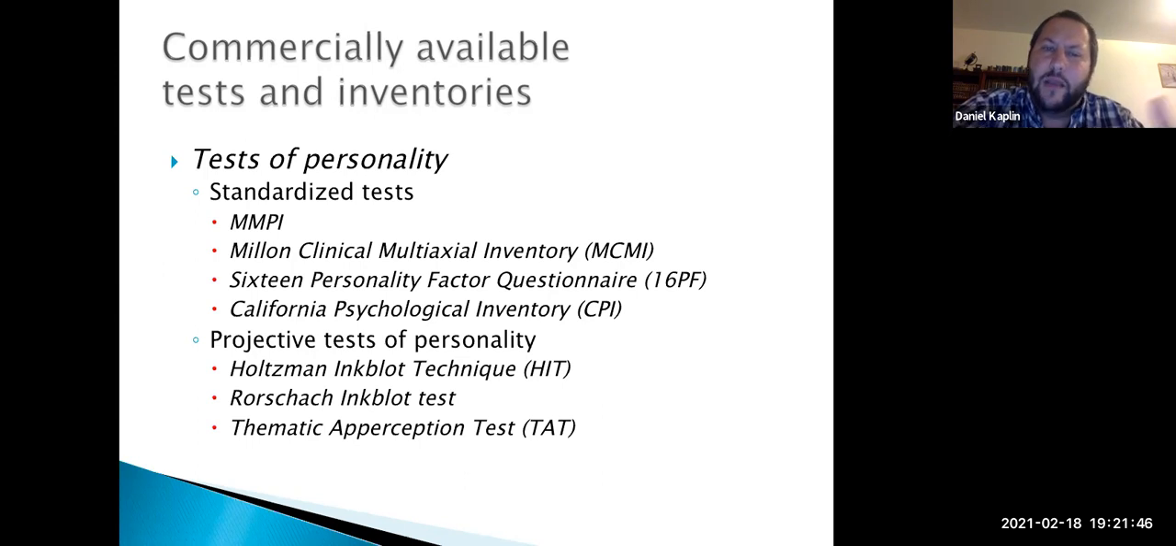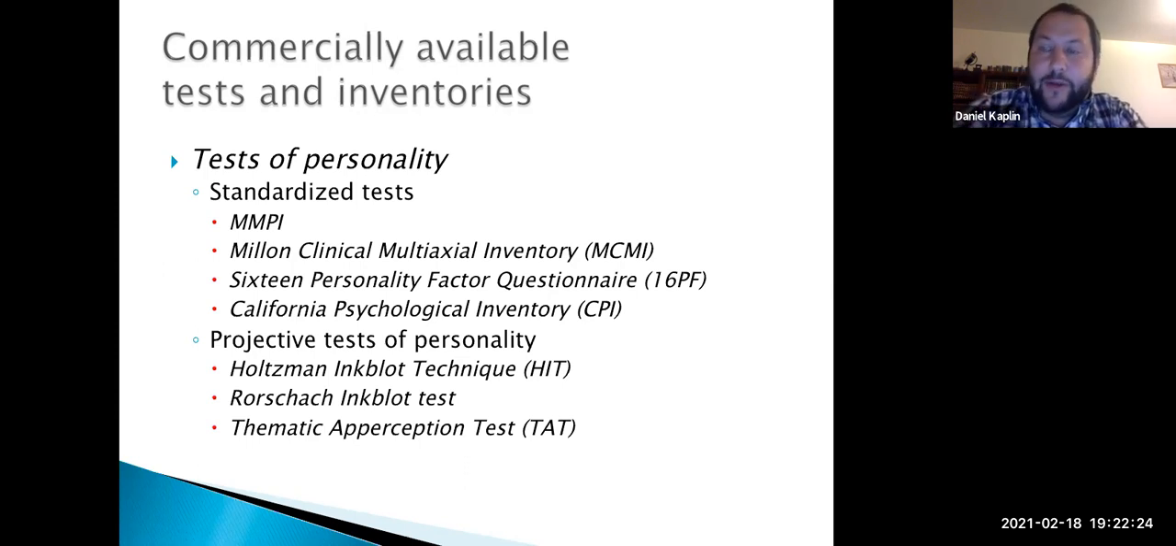But sometimes you're not looking for pathology in personality. You might be looking at healthy personality. So things like the 16 Personality Factors and the California Psychological Inventory, these are very good for measuring personality in general, identifying various traits. Now, we talked about projective tests as well in the last lecture. And I mentioned to you that the Rorschach was not the only ink blot. So there's another one called the Holtzman. We talked about the TAT, which was telling a story about a picture.